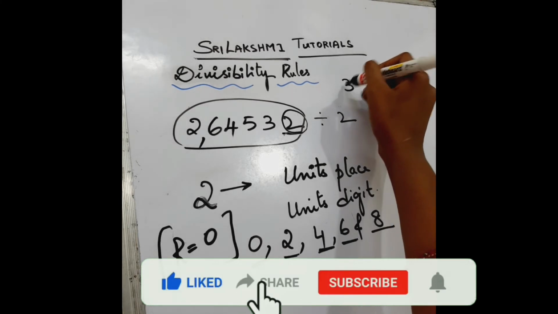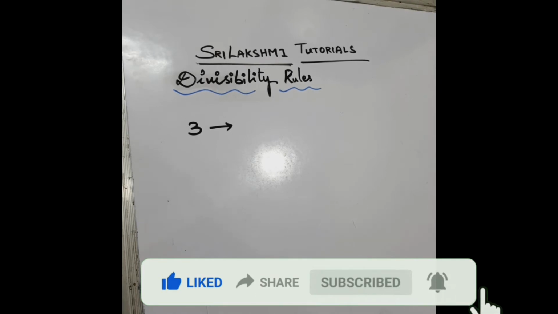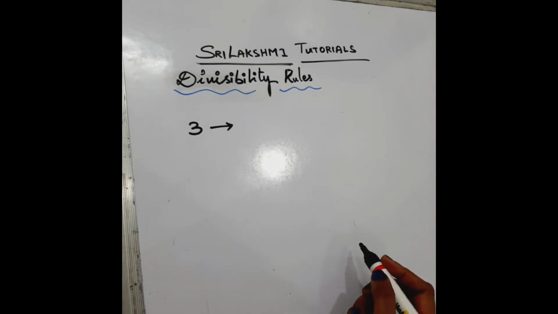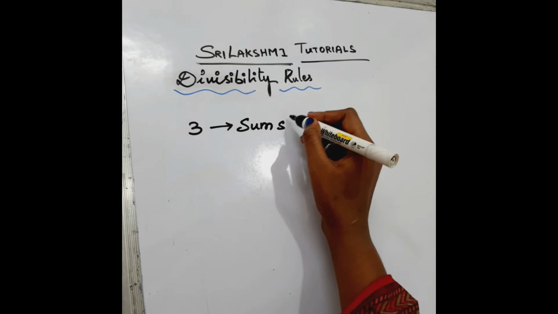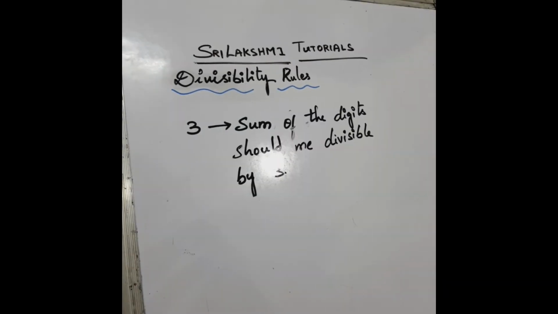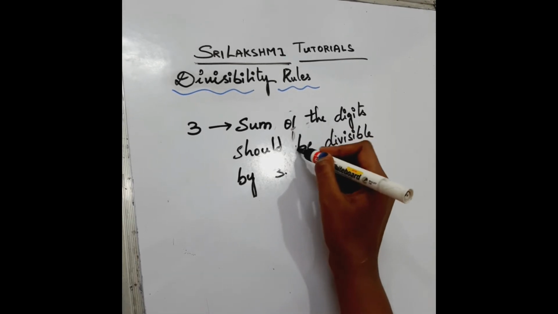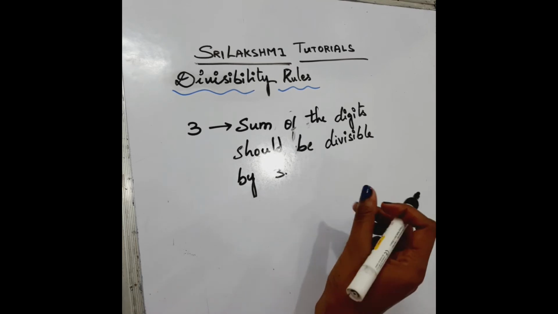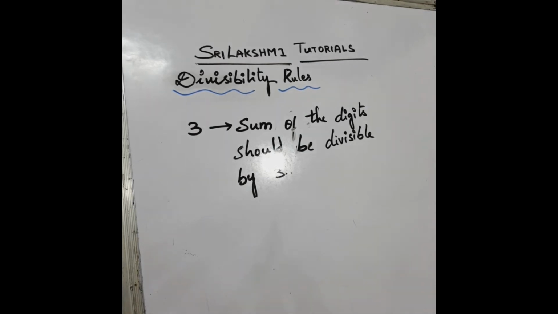Now let's see another number, 3. We'll see the divisibility rule for 3. For any given number, of any number of digits, the sum of the digits should be divisible by 3. Then the given number will be divisible by 3. Let us see how we will do it.